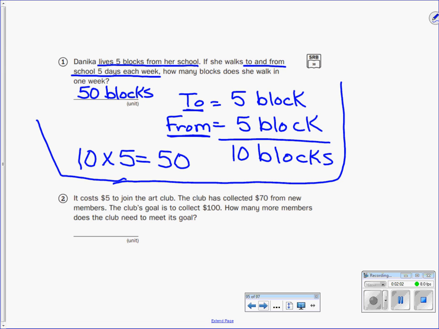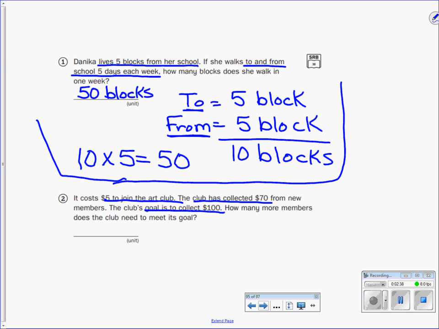All right, number 2, it costs $5 to join the art club. The club has collected $70 from new members. The club's goal is $100. How many more members does the club need to meet its goal? So if it costs $5 for each member, okay, we know that it costs $5 to join. The club has collected $70, but their goal is $100. Okay, so we need to see how many more members.